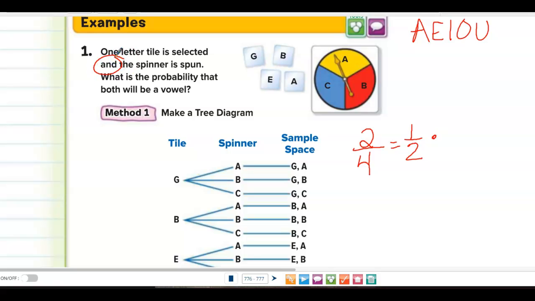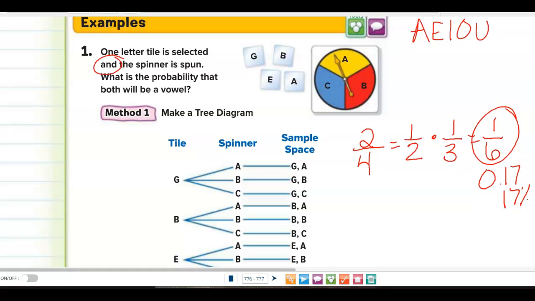This spinner over here, how many options do you have that are a vowel? You have 1. Out of? 3. So 1 times 1 is? 1. 2 times 3 is? 6. So we have 1/6 probability, which is the same as 17 hundredths, which is the same as 17%.